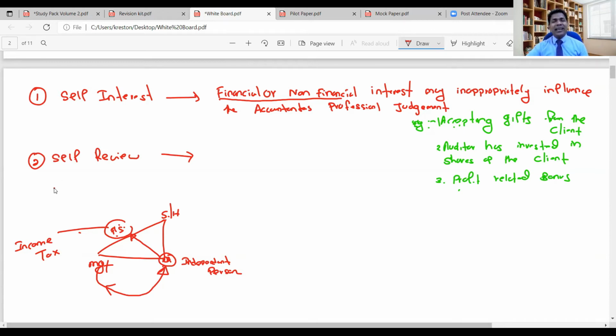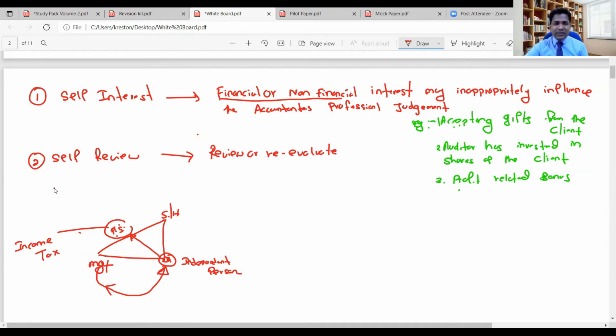So then at the end of the day, the objectivity of appointing a third party person to come and check the finance statement is not fulfilled, right? So therefore, we call this review or reevaluate.